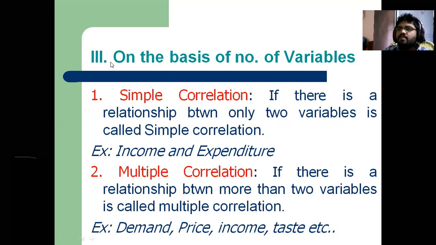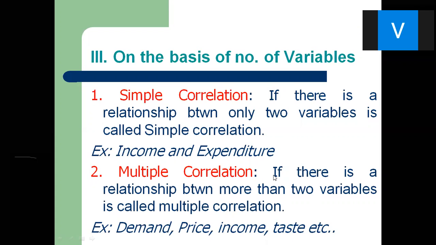Then on the basis of number of variables, there are three types of correlation. The first one, simple correlation. So what is simple correlation? If there is a relationship between only two variables, it is called simple correlation. For example, your income and your expenditure, or your family income and your family expenditure. Your family expenditure may depend on so many factors, but if you consider only two variables, that is your income and expenditure, how much income is coming, how much you are spending, that is the two variables. That is called simple correlation.